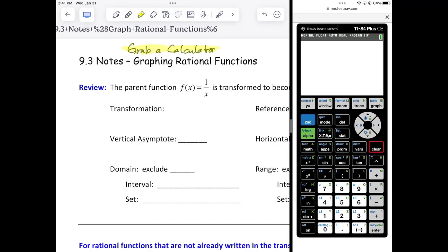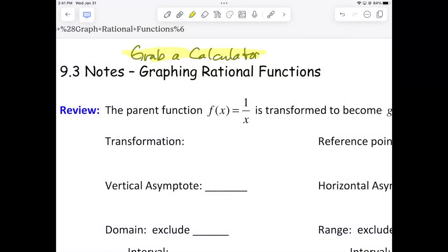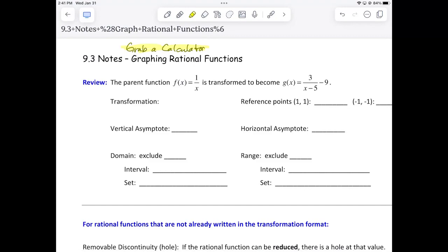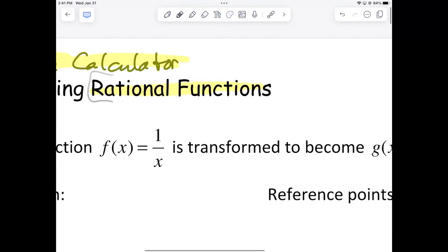Okay. So what we're doing in this section, I'll get rid of the calculator for now, is we're going to be graphing rational functions. Now, we have already been graphing rational functions, but we've been graphing the easy variety. What I want you to remember, because we defined it before, is that a rational function is nothing more than a polynomial over a polynomial.